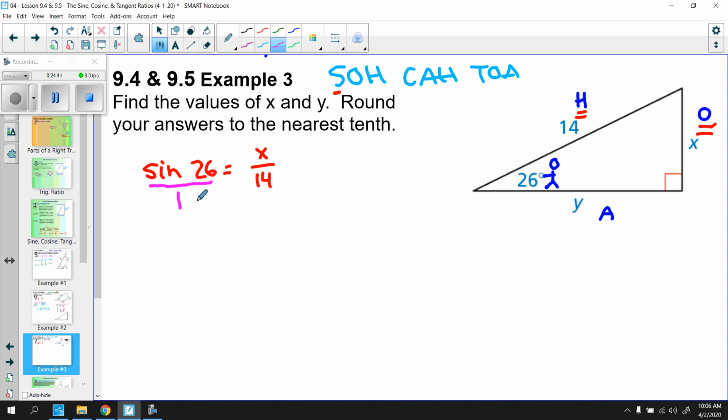When I go to cross multiply, this one's going to work out a lot nicer. 1 times x is x. Sweet, the x is already by itself. Going the other way, just be careful how you type this. I would keep it like we did in the last one, 14 times the sine of 26. You don't want to type it in as sine of 26 times 14, because a lot of calculators might actually do this first, and then what's 26 times 14?